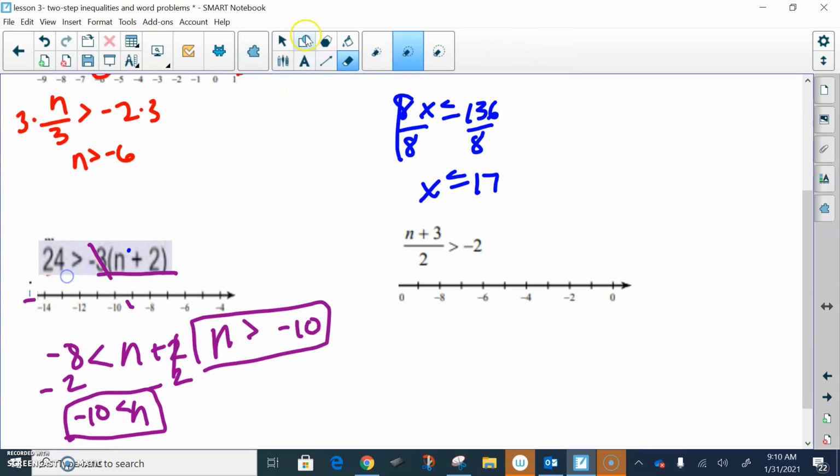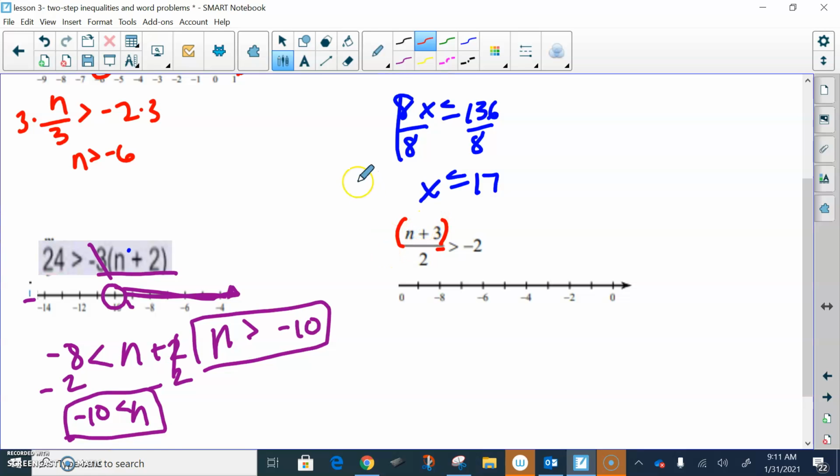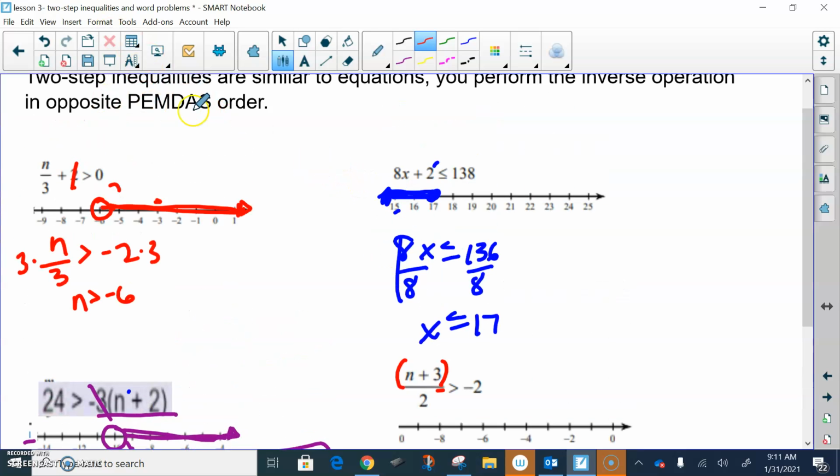So let's go ahead and graph that. I find negative 10. I'm going to put an open circle, and we're going to shade to the right, the way it's pointing. If you see something like this, a fraction bar, that fraction bar works as a grouping symbol. That means this whole thing is grouped together. So instead of getting rid of the addition, which I know is tempting, because that's in grouping, we have to get rid of multiplication and division first up here according to our order of operations.